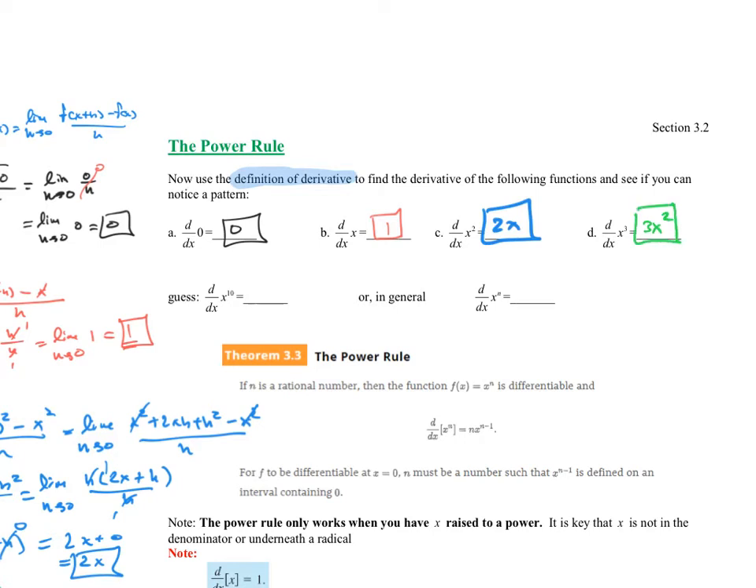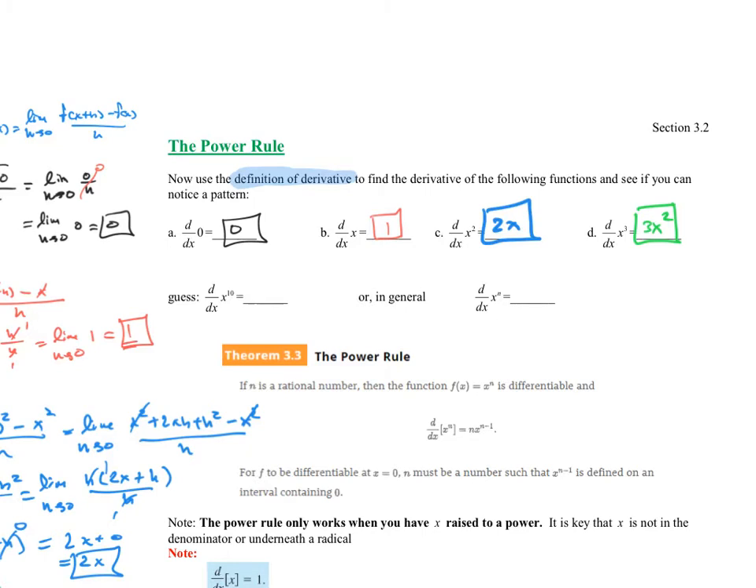Okay. So now the idea is, could you figure out the derivative of x to the 10th? So if you think about that, think about the limit process. You would need to do x plus h quantity to the 10th, which means you would have to do x plus h times x plus h times x plus h, 10 times. It would be miserable. It would take forever. So what I really wanted to do is I wanted you to look at this.